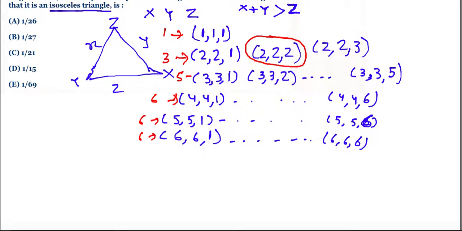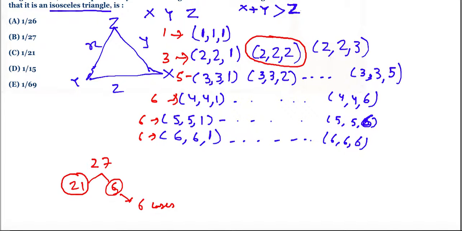Now we know that for equilateral triangles there is only one case. So if I bifurcate 27 into 21 and 6, for 6 equilateral triangles we have 6 cases only, right? Because there is one case corresponding to one triplet of equilateral triangle, right? There is no other way to arrange 2, 2, 2 or 3, 3, 3, right? Just one.